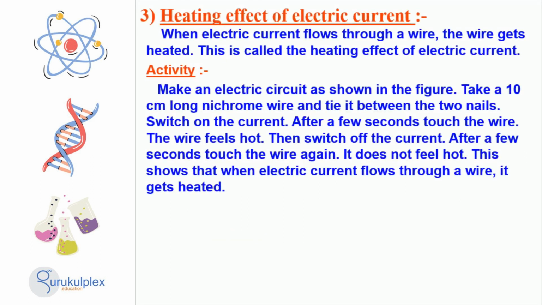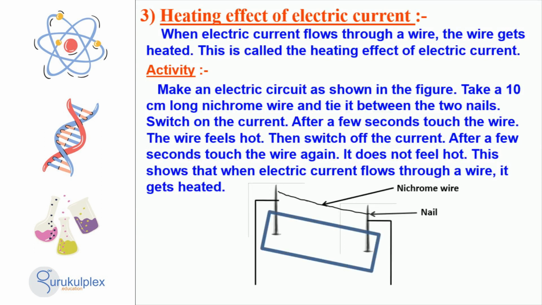When an electric current flows through a wire, it causes the wire to heat up. This phenomenon can be demonstrated with an experiment which requires a 10 cm long nichrome wire, 2 nails, and the circuit as shown in the figure. Connect the wire between the nails, switch on the current, and after a few seconds the wire can be touched and will be observed to be hot. Once the current is switched off, the wire will not feel hot anymore, which serves as evidence of the heating effect of electric current.